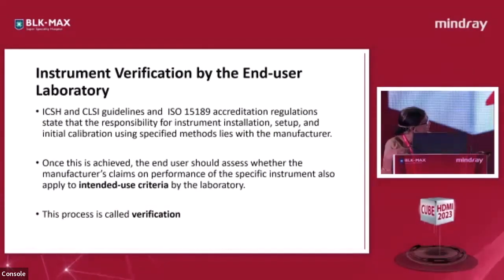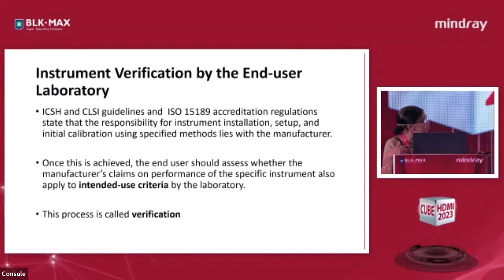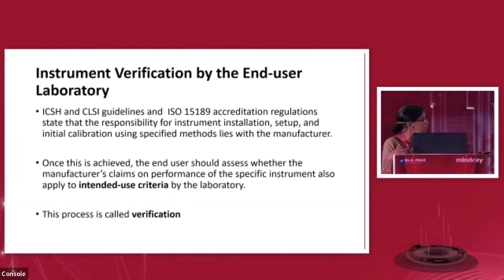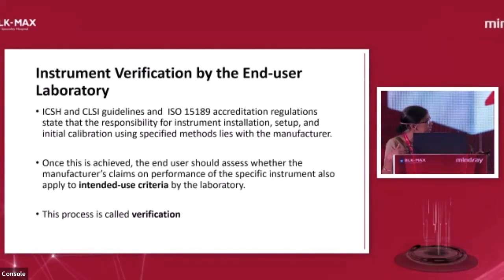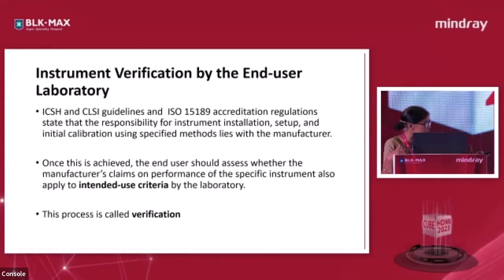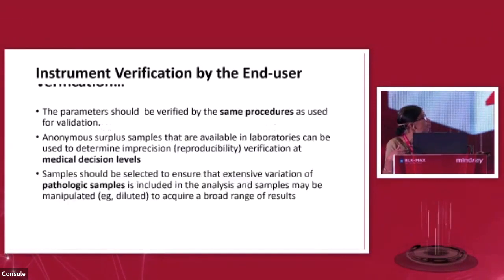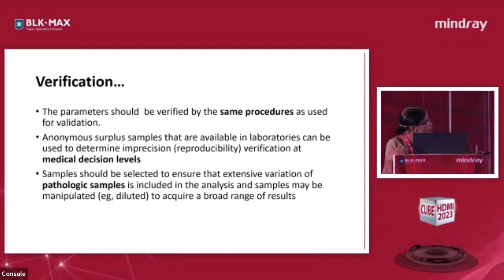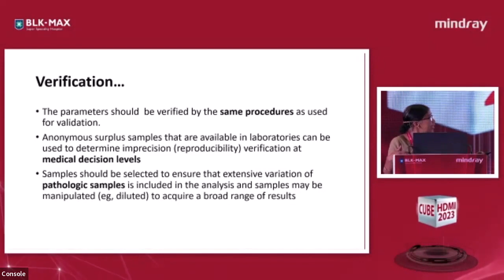So we know that the guidelines state that the responsibility for the instrument installation, setup, and initial calibration using specified methodology essentially lies with the manufacturer. However, once this is achieved, the end user shall assess whether the manufacturer's claim on performance of the specific instrument also applies to the intended use criteria of the laboratory. And this process is called verification. So the parameters should be verified by the same procedure as that used for validation.